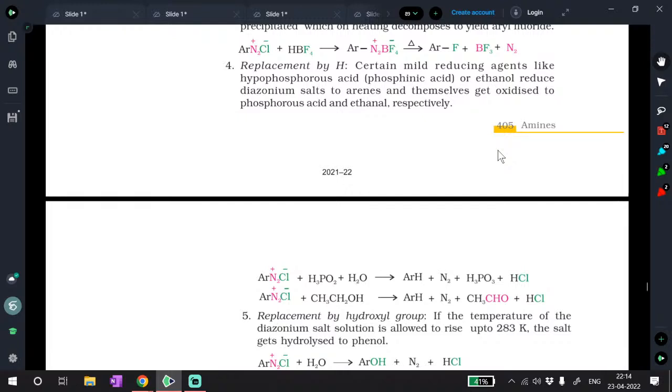Certain mild reducing agents like hypophosphorous acid. So H3PO3 is orthophosphorous acid, that is phosphonic acid, and H3PO2 is hypophosphorous acid, right?